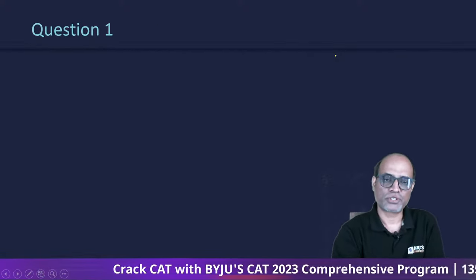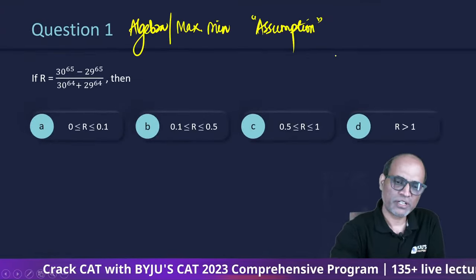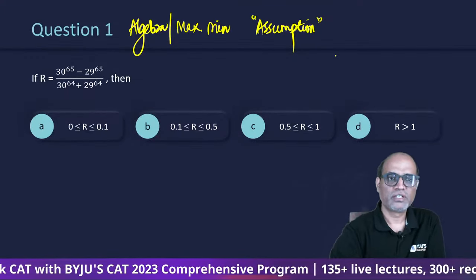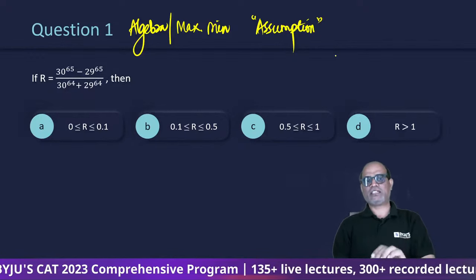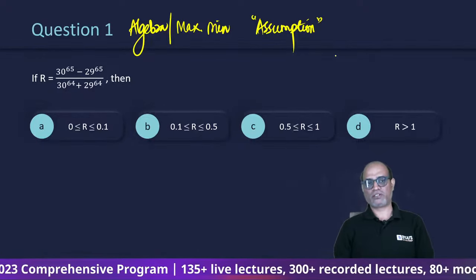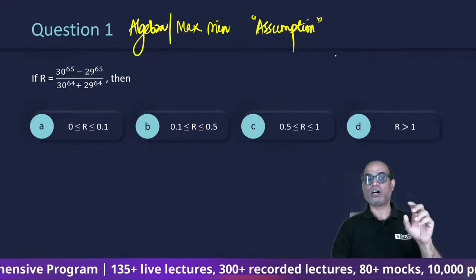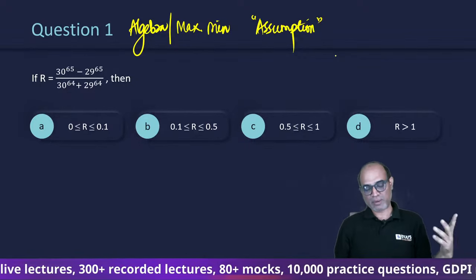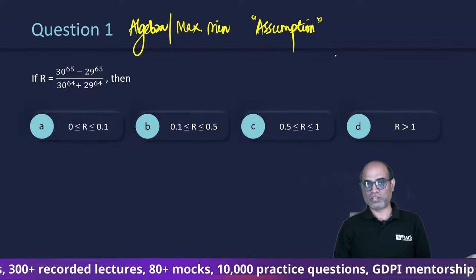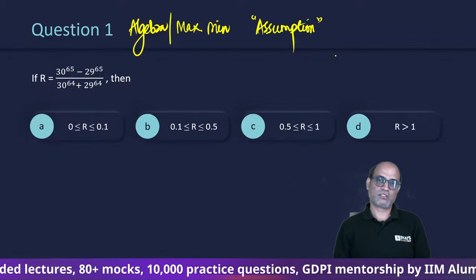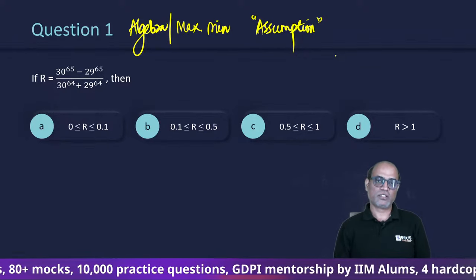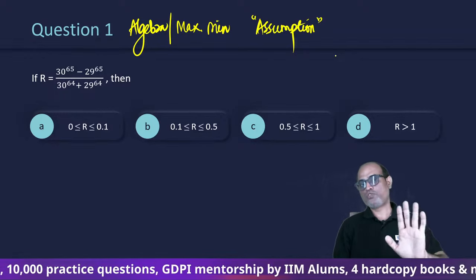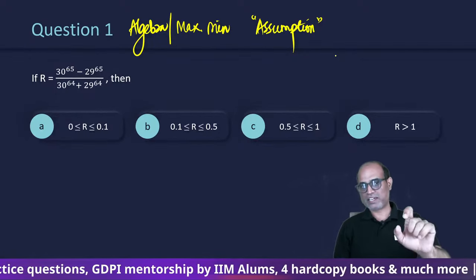So the first question, let's forget that we already know the answer as of now. If R is given this, then what will be the value of R? You can see that the values are huge. 30 to the power 65, I don't know what that is. Leave 30 to the power 65, I don't even know what 3 to the power 6 is. How will I solve it? So you will look at the question and you will see a pattern.